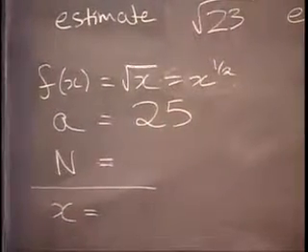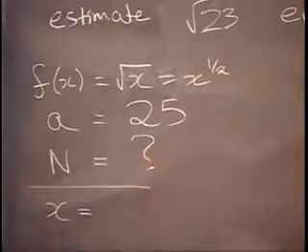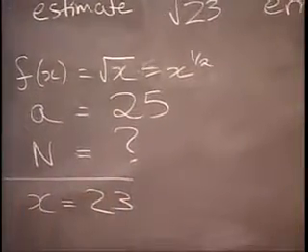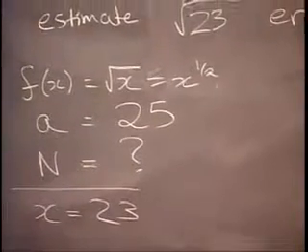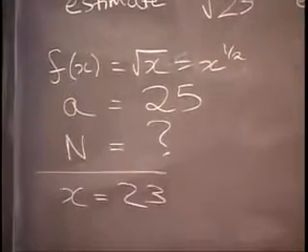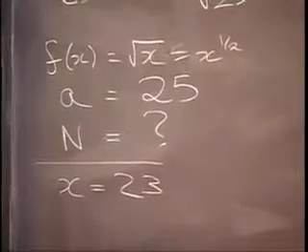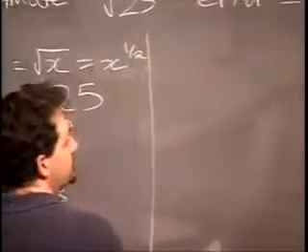Unfortunately, we are not given n, and that will be our first task. And eventually, we're going to need x equals 23 in the end. But save the x for the very end. It's much better that way. Okay, so let's follow the procedure. Let's tackle the error first.